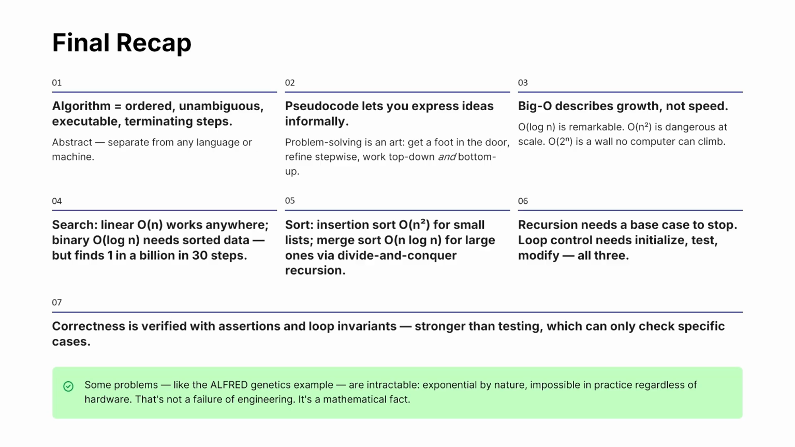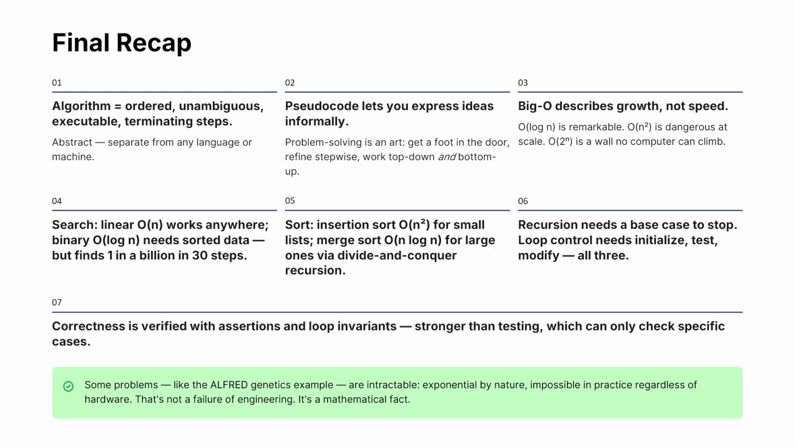Recursion solves a problem by calling itself on a smaller version. It needs a base case to stop. Binary search and merge sort are both recursive at heart. Loop control requires 3 elements: initialize, test, modify. All 3 must work together, or the loop never terminates.